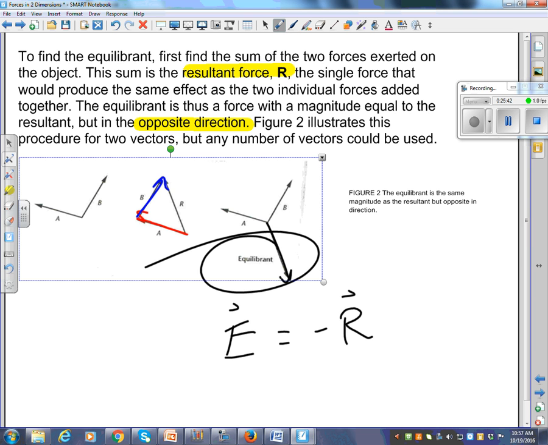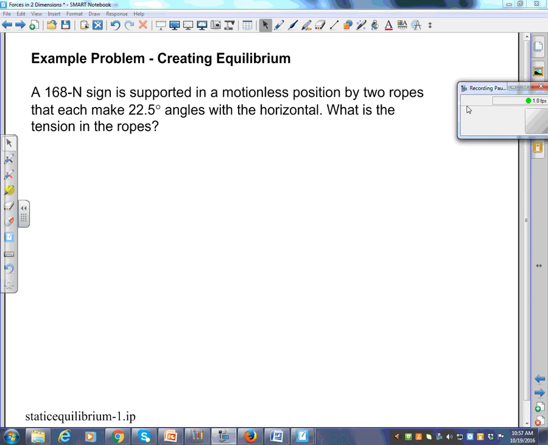You don't have a pen. No, I can't be looking. So find the resultant and then flip it.